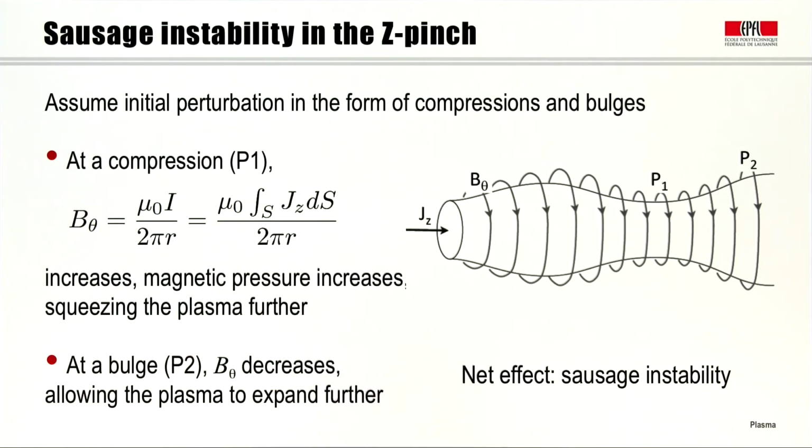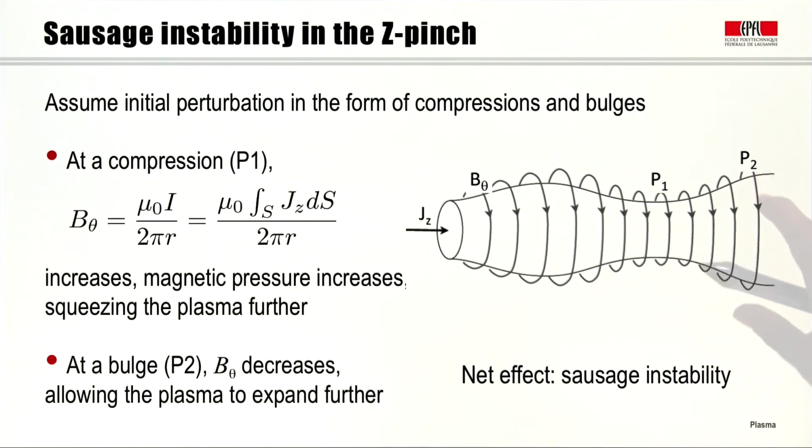Now we assume an initial perturbation in the form of compressions and bulges. P1 is a point where we have compressed the plasma. The total current in the Z-pinch, I, remains constant. At this compression point, the radius of the plasma cross-section becomes smaller, and therefore B theta increases. So the magnetic pressure increases, which squeezes the plasma further. So we are further compressing the plasma. The initial perturbation grows.